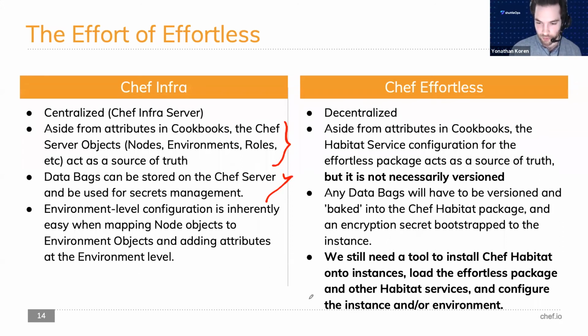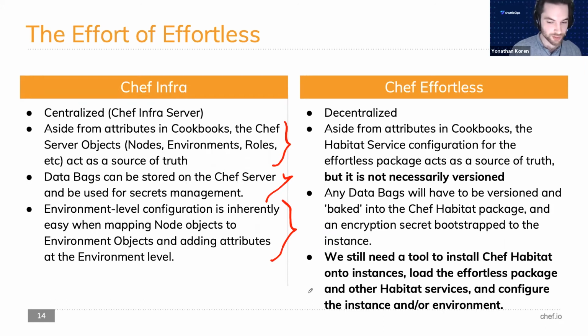And also, I was alluding to this a little bit before, if you want to have an environment level attribute for your instances, that's inherent with Chef Infra, with environments. But with Effortless, you have to do that with Chef Habitat. So you can peer a bunch of Chef Habitat supervisors as part of a ring, and then load the Effortless packages in a particular service group, and then do a hab config apply to that service group, right? But that's not something that's versioned necessarily, and that is custom. It's not inherent. So you have to be aware of that if you're going to use that.